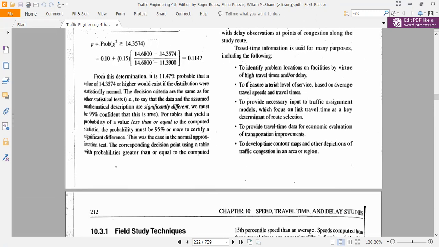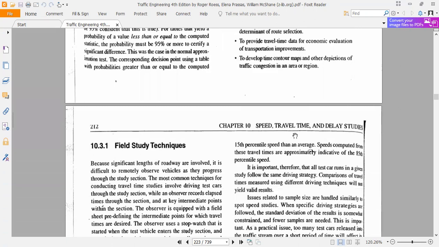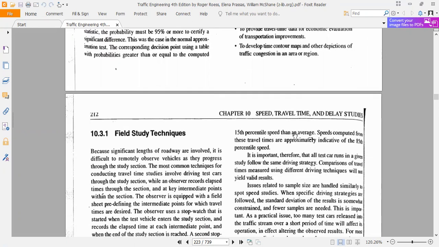So what is the purpose behind conducting travel time studies? Its purpose is to identify problem locations on facilities by virtue of high travel times and/or delay, to measure arterial level of service, to provide necessary input to traffic assignment models, and to provide travel time data for economic evaluation. These are the different purposes. You can read it and these are very simple. My aim in this lecture is to introduce you to these techniques and how you can conduct them.